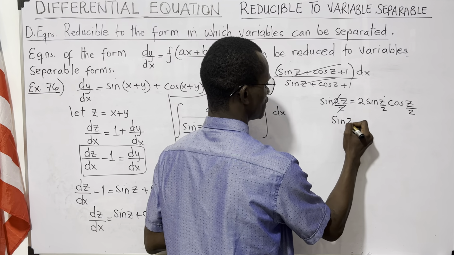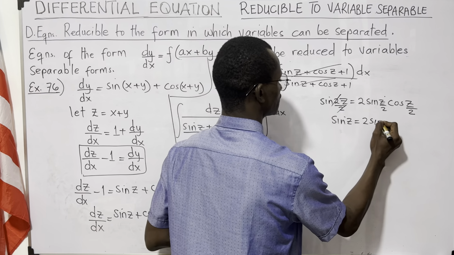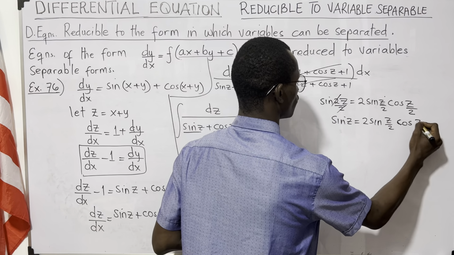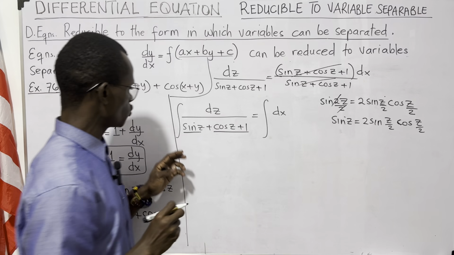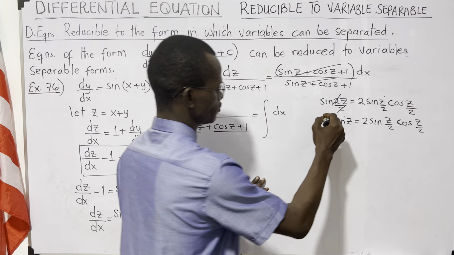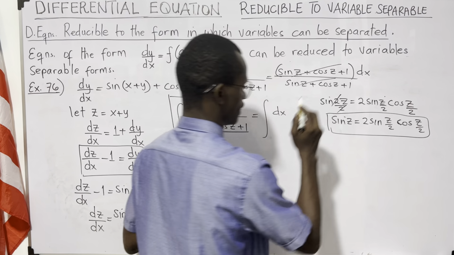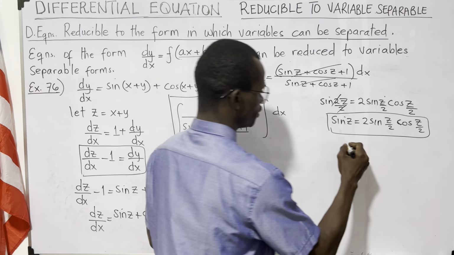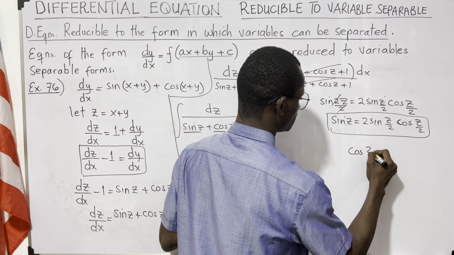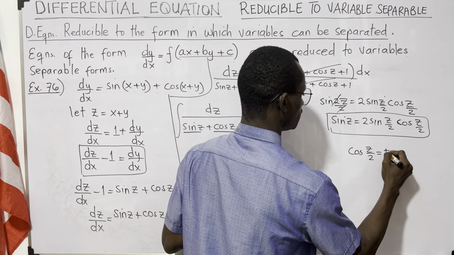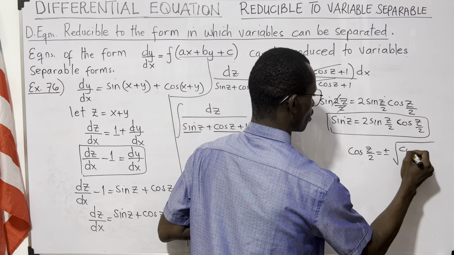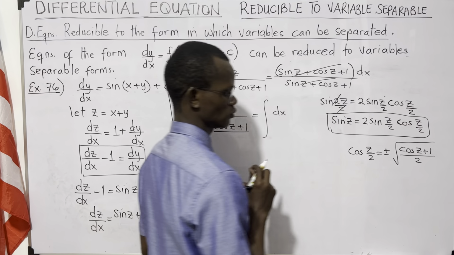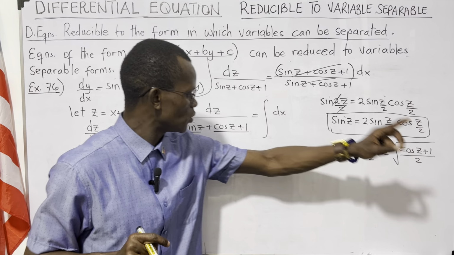So you have sine of z now to be 2 sine of z over 2 cos of z over 2. So where we see sine of z, we're going to put this expression. Next, what about cos of z plus 1? Now we know that cos of z over 2 equals the root of cos of z plus 1 all over 2. So we can solve for this cos of z plus 1.